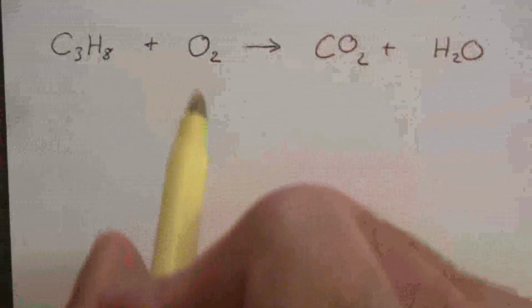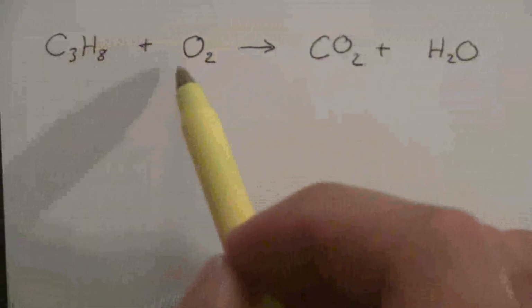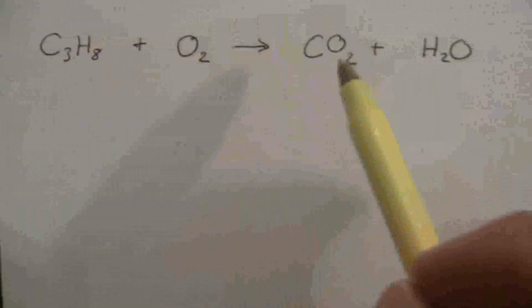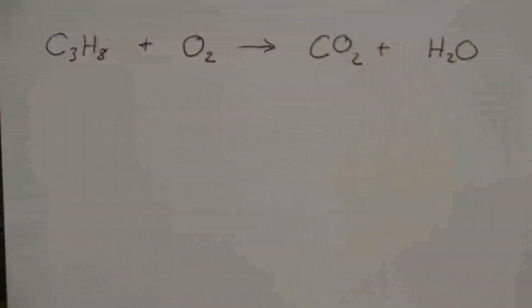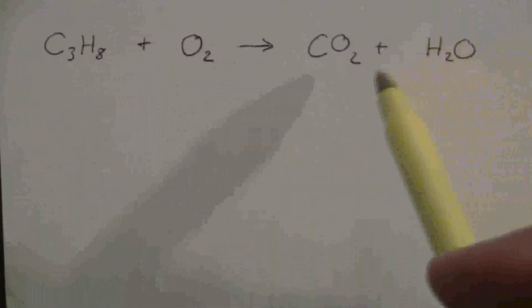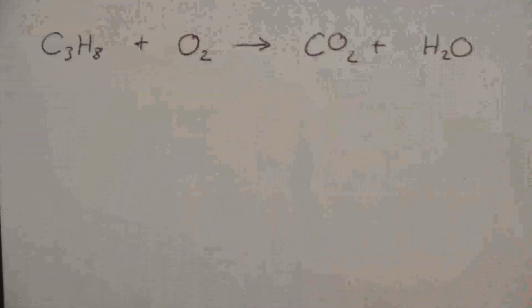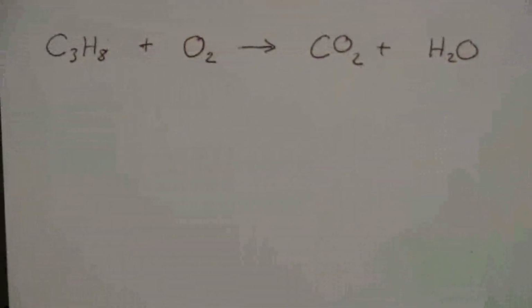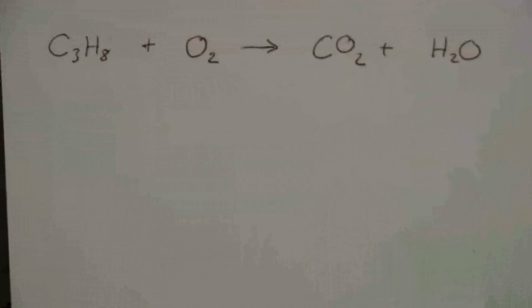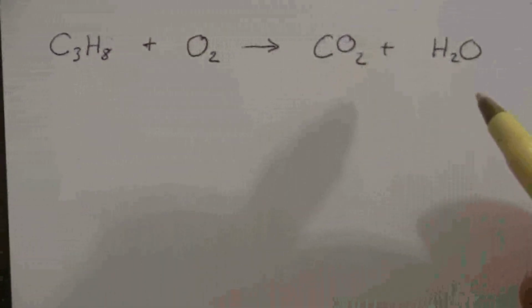All right. But first, we know that it reacts with oxygen and it produces carbon dioxide and water. But what proportion, how many molecules of carbon dioxide are produced for every molecule of propane that is burned or combusted with oxygen? Okay, so we have to balance this equation.